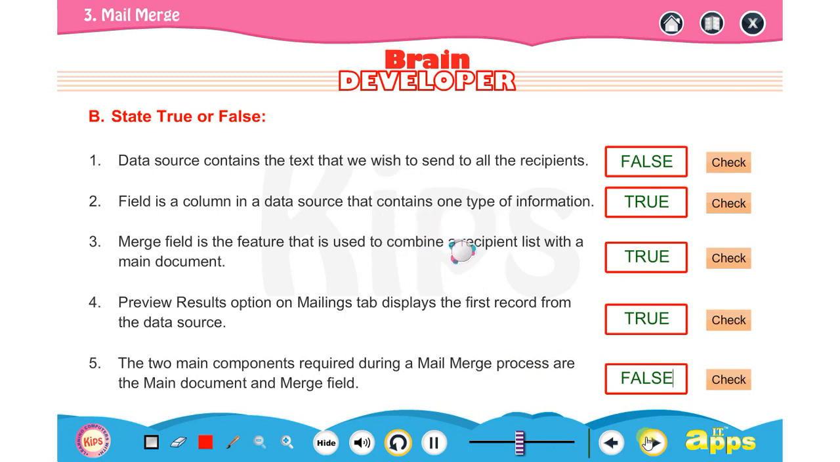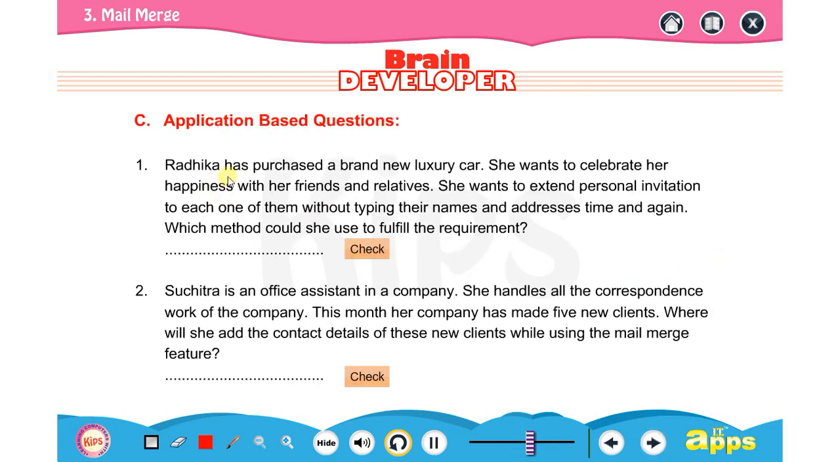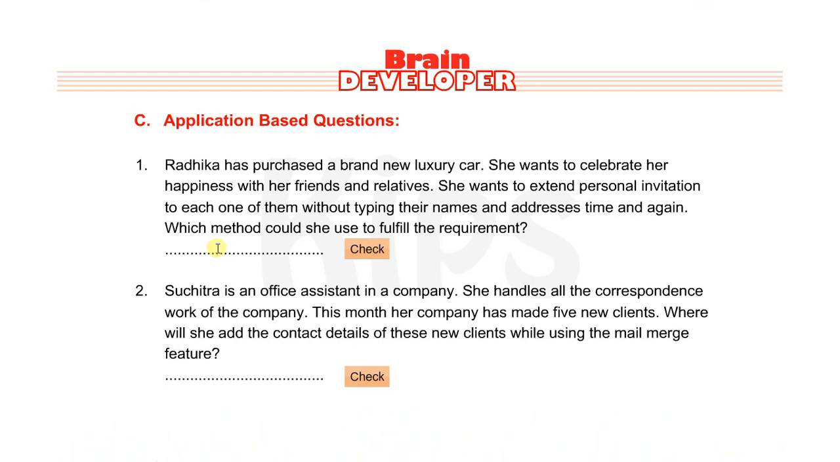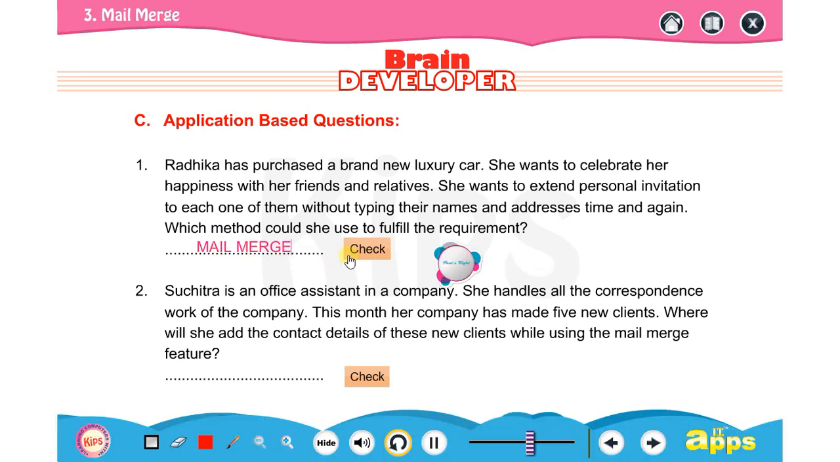Next exercise we have application-based questions. This we have to read carefully and then we have to give the answer. First, Radhika has purchased a brand new luxury car. She wants to celebrate her happiness with her friends and relatives. She wants to extend personal invitation to each one of them without typing their names and addresses time and again. So which method could she use to fulfill the requirement? So students, here you can suggest her the feature of mail merge. So write mail merge. Check the answer, it's correct.